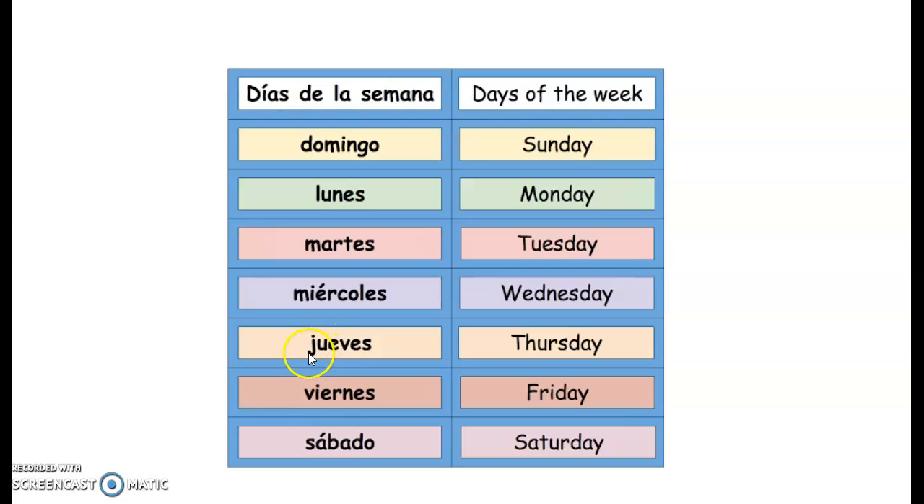Thursday starts with a J, and in Spanish, the J sounds silent or like an H. So this is actually pronounced jueves. Jueves. In Spanish, the V also sounds like a B. So this sounds like an H, this sounds like a B, like the letter B as in boy. So it's jueves. Jueves.